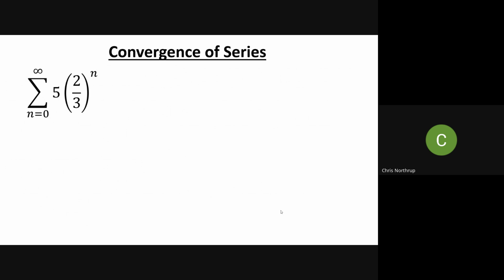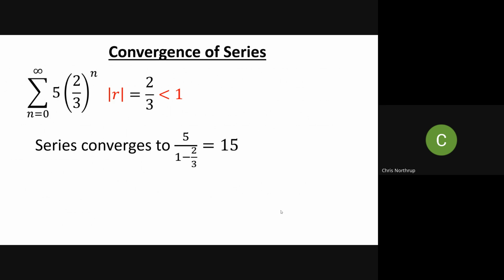So let's take a look at, say, this series right here. This is geometric because I have a number multiplied by something raised to the power of n. Now for this one, my common ratio would be 2/3. That's my base there. So if I look at that, r equals 2/3. The absolute value of that is 2/3, which is less than 1. So the absolute value of the common ratio is less than 1. That tells me that this is going to converge. Furthermore, since this is geometric, it converges to the first term divided by 1 minus the common ratio.